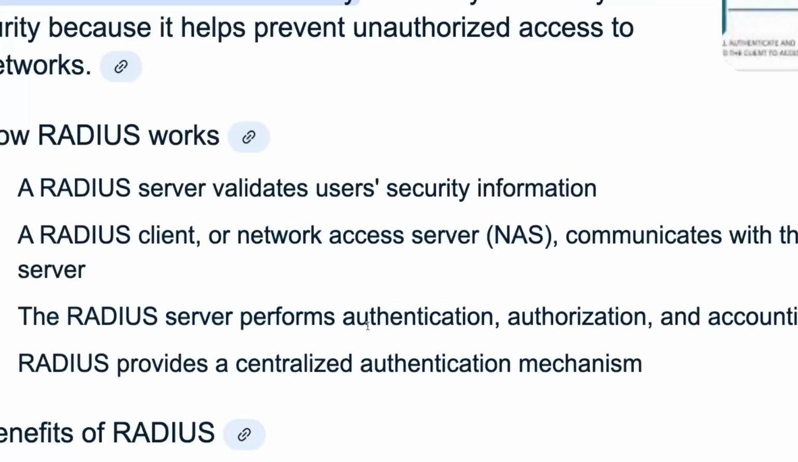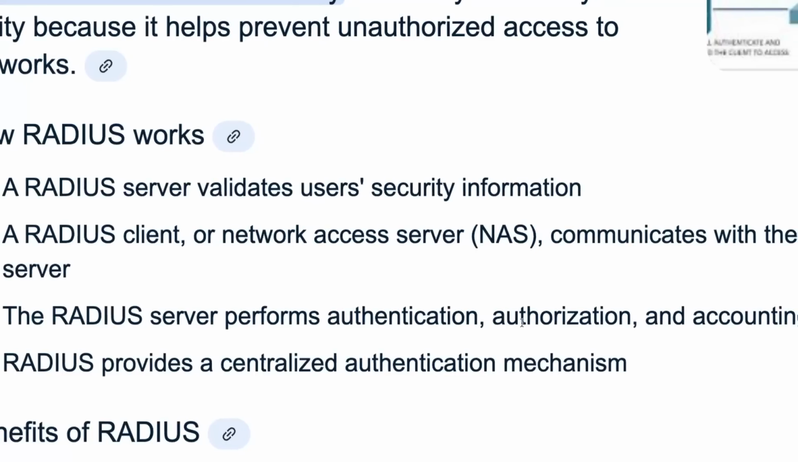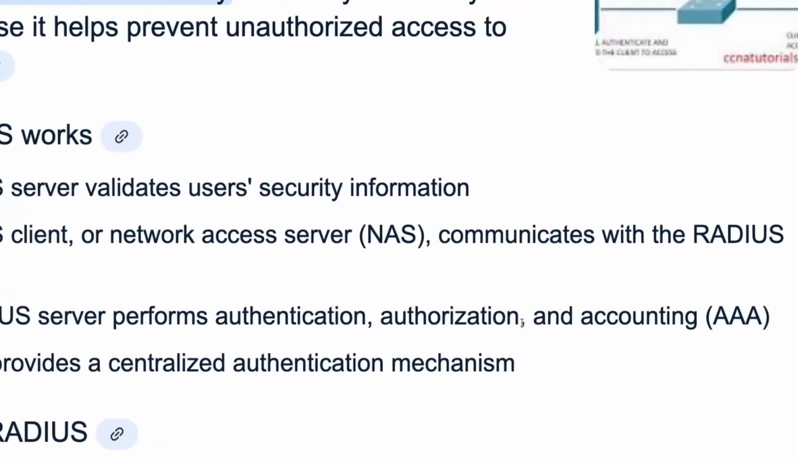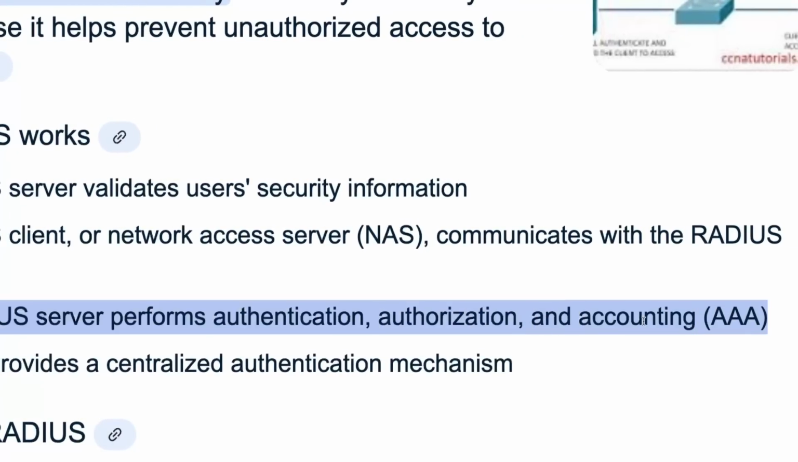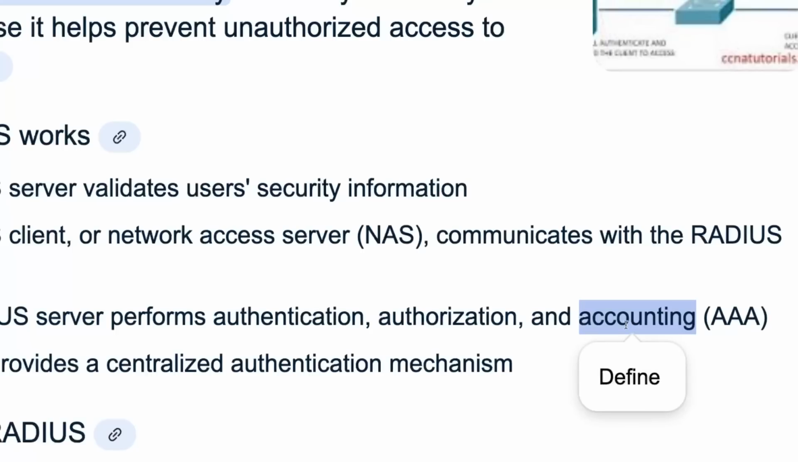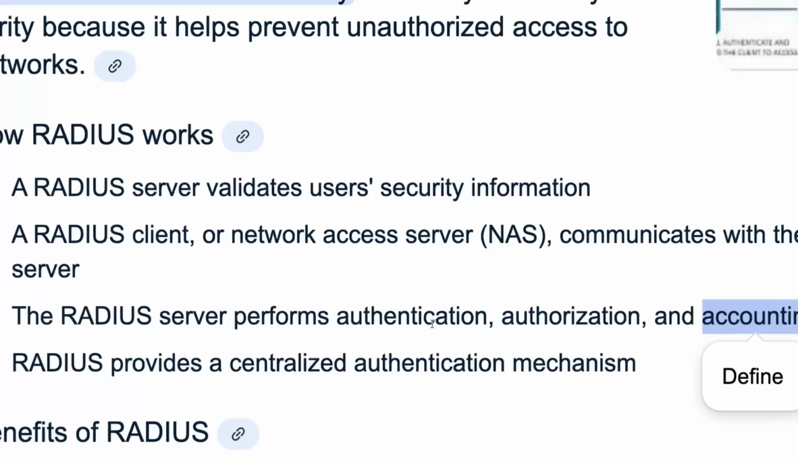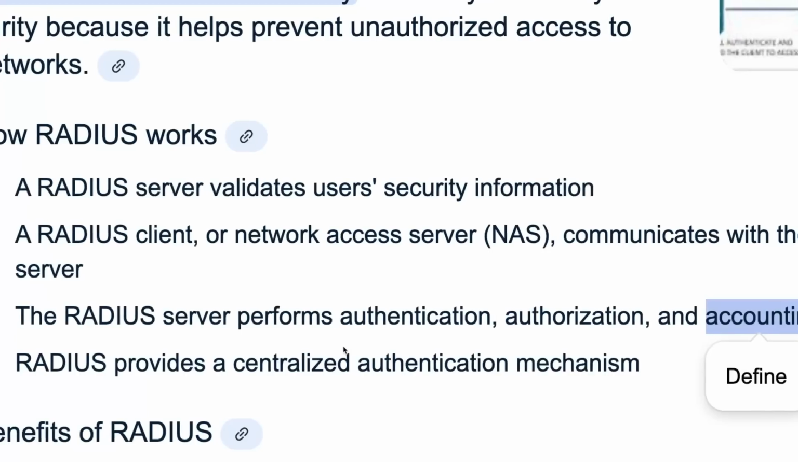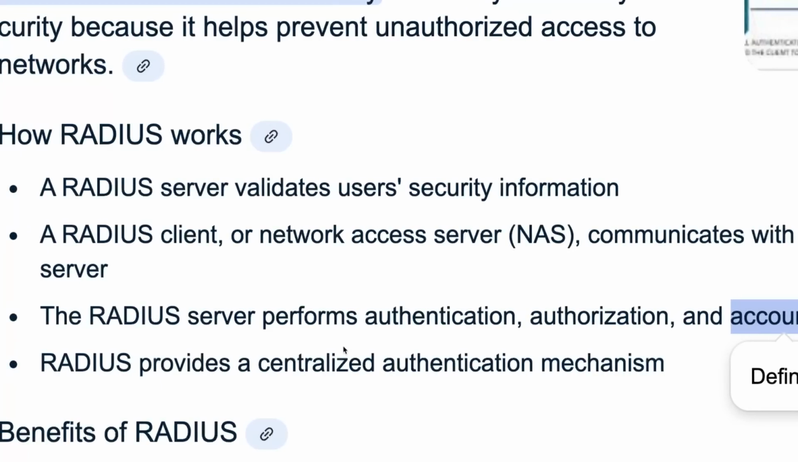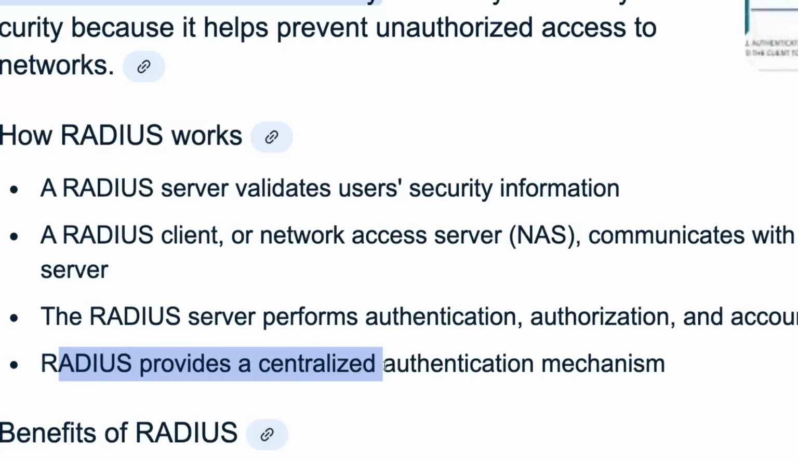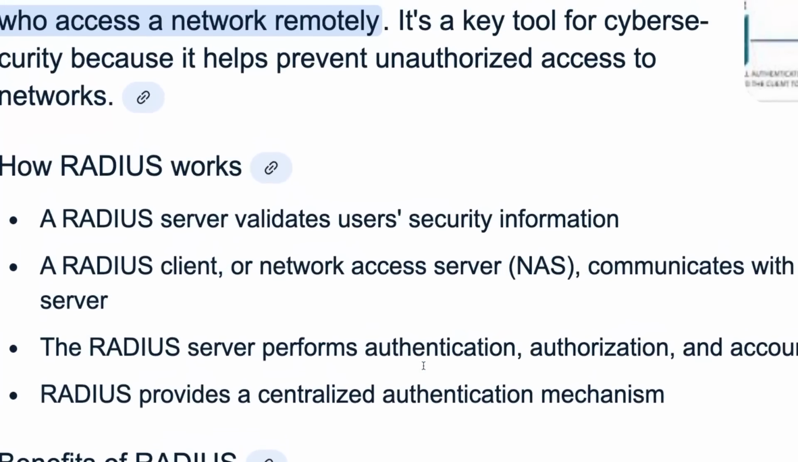The Radius server performs authentication, authorization, and accounting. And accounting is not a financial term. It's to account for the activities of the people or the devices that are connecting to this specific network. So it keeps you accountable, right? It keeps you responsible. It makes sure that people don't do what they're not supposed to do. That's what accounting is. So then the Radius server provides a centralized authentication mechanism.